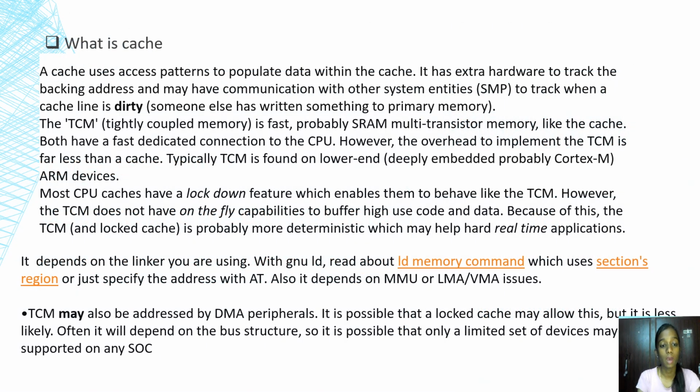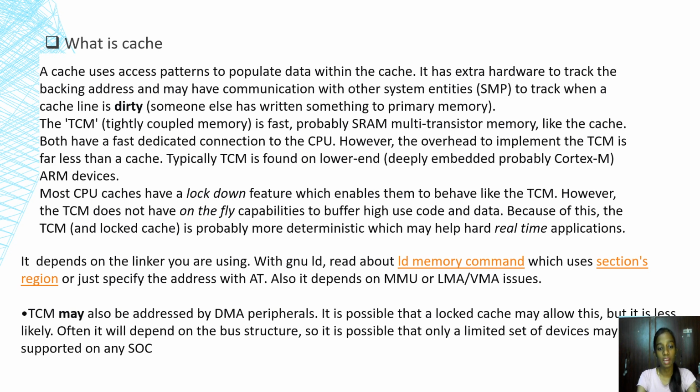Cache uses access patterns to populate data within the cache. It has extra hardware to track backing addresses and may have communications with other system entities, to track when a cache line is dirty. The TCM has a fast memory, probably a few transistors per bit. So the overhead to implement TCM is far less than a cache. Typically, TCM is found on lower-end ARM devices.